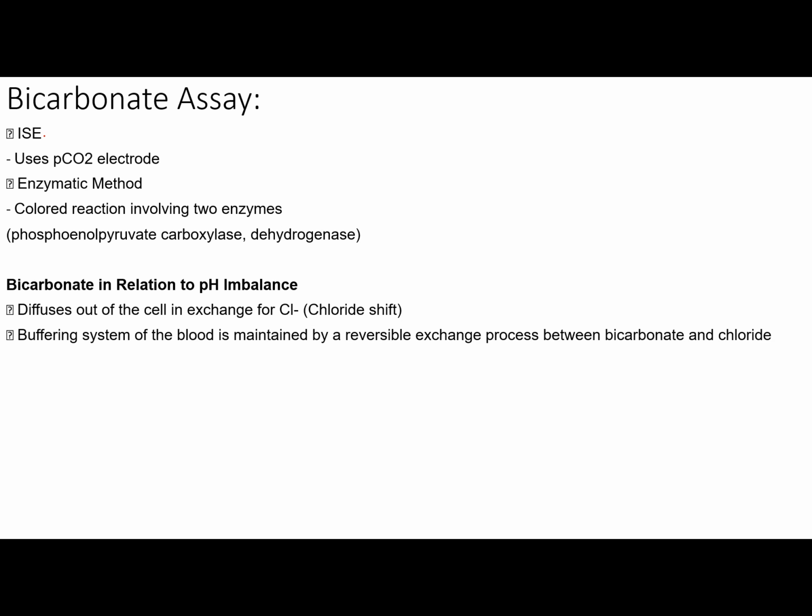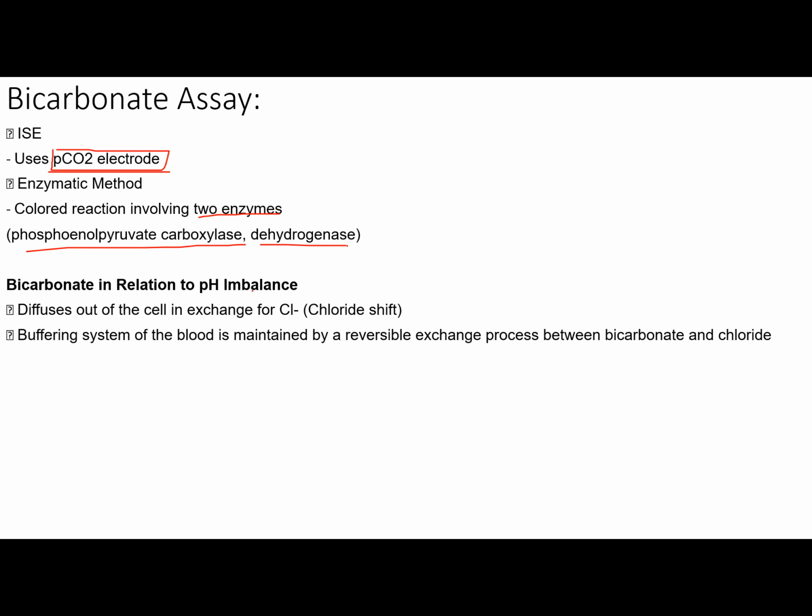Bicarbonate assay class, ISE uses PCO2 electrode. Enzymatic, so take note class, PCO2 electrode ang ginagamit for bicarbonate. So glass, valinomycin, yung sa chloride class yung dalawa. Then for ISE naman ng bicarbonate is the PCO2 electrode. Enzymatic method would use a colored reaction involving two enzymes. It uses phosphoenolpyruvate carboxylase and dehydrogenase.